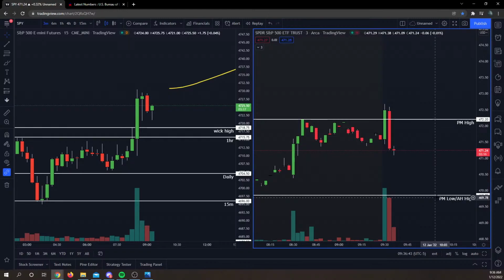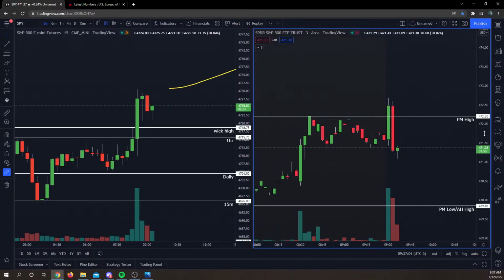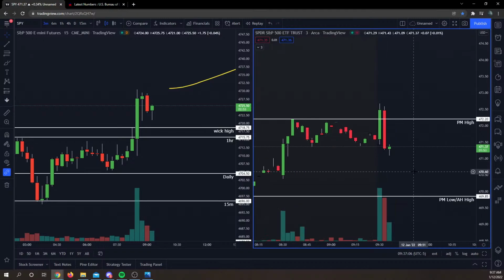Okay, we have a psychological level here at 470. So if we get a doji down here, a doji is essentially a very wicky candle, so really tall wicks and a small candle body. I'm not wanting to take any position here from a day trading standpoint. I'm not looking to take any position here quite yet.